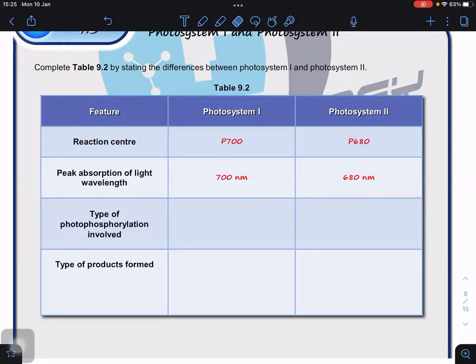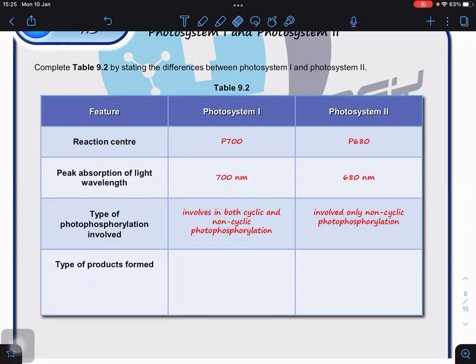So type of phosphorylation. Just now we said that cyclic and non-cyclic, right or not? Photosystem 1 is involved in both cyclic and non-cyclic. At this moment, accept it first. Are you clear? The next lessons, we're going to look at this in detail. How about photosystem 2? Photosystem 2 is only involved in non-cyclic. But photosystem 1 is involved in both cyclic and non-cyclic.